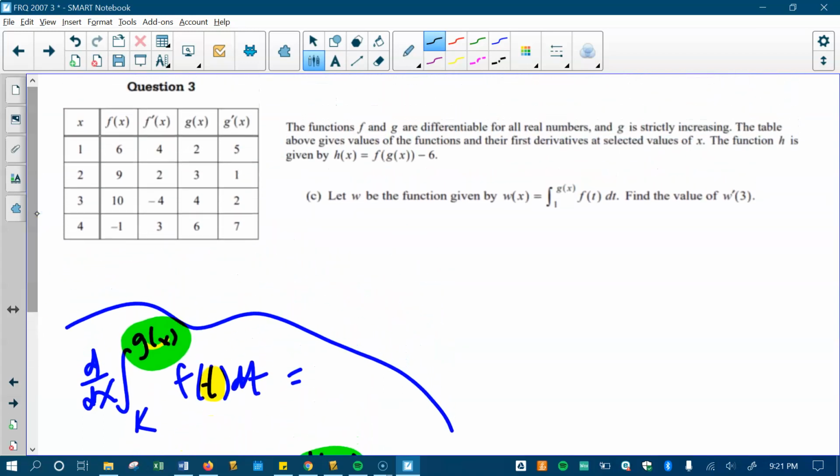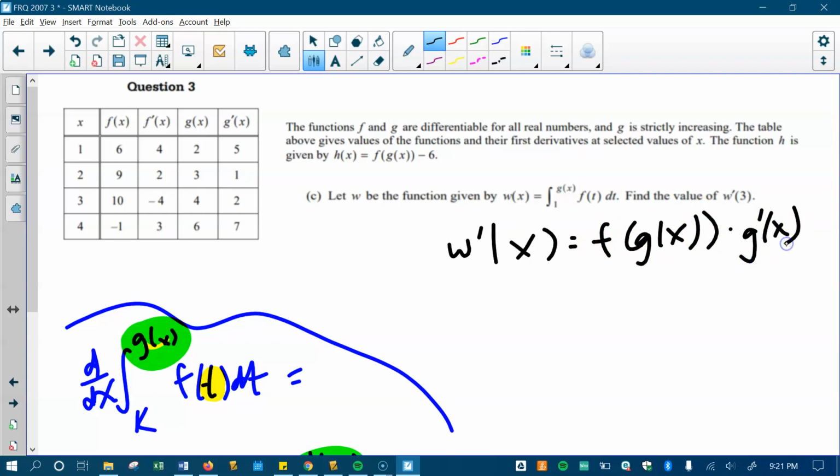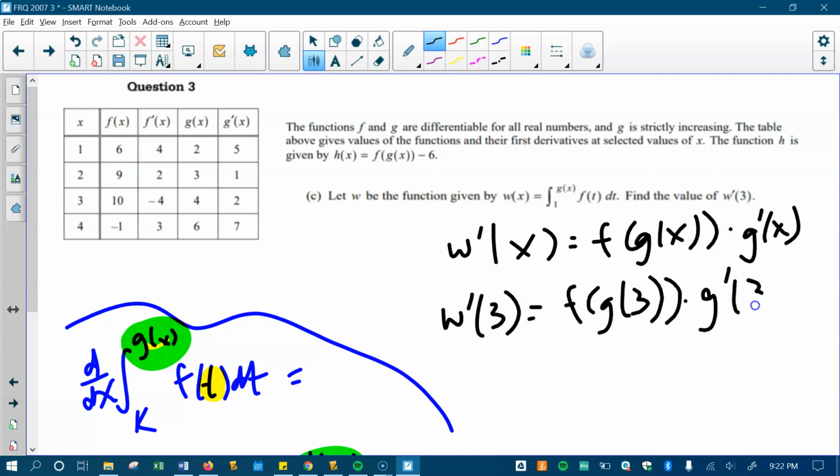So let's get W prime of x. W prime of x is equal to f of g of x, plugging in that upper limit of integration, times g prime of x. And now let's go and get W prime of 3. That's f of g of 3 times g prime of 3. I'm just going to plug in some values here. I should have a prime here because it's a derivative. Oh no, I'm sorry, that's false. What I had was correct before. There should be no prime there. Okay? I was thinking something else.